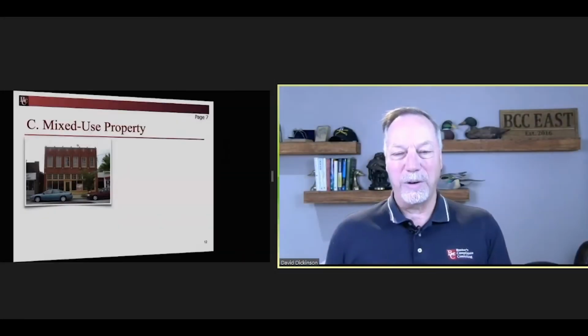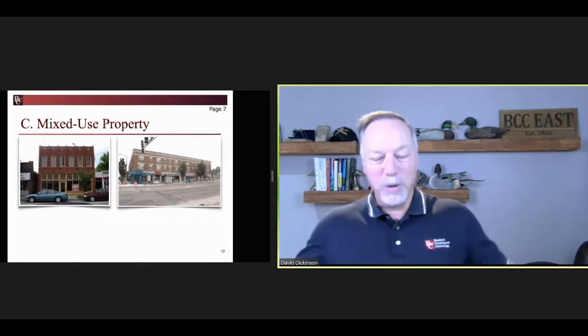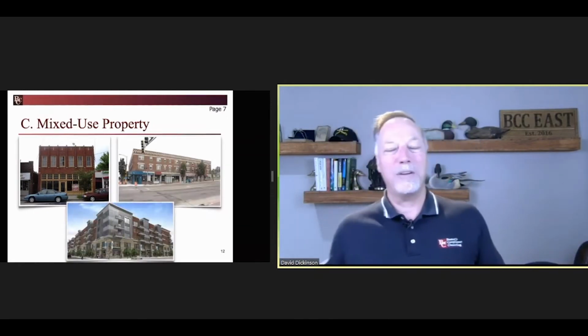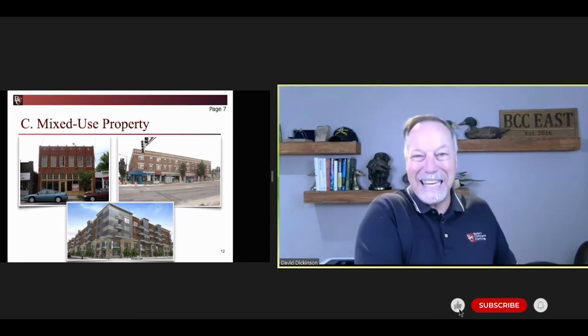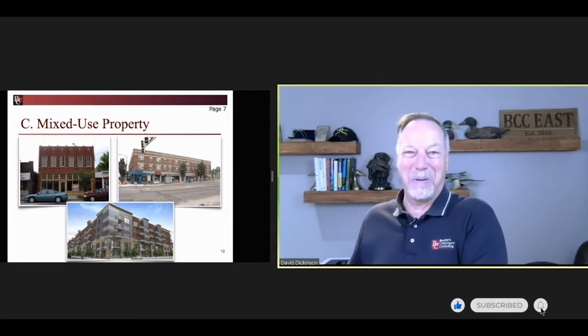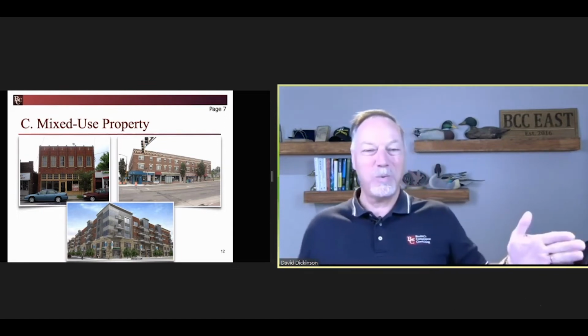Let's go on over to letter C on page 7. One of the most controversial things is this thing called mixed use properties. And what I'm trying to get at is you've got to put it in the it is or it is not camp. They're mutually exclusive. Is it a dwelling or is it not?